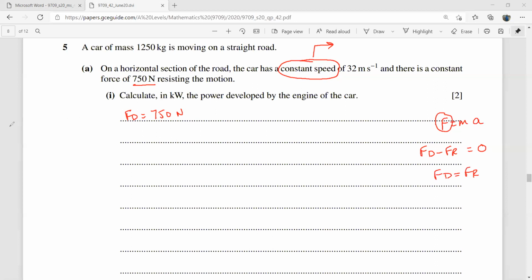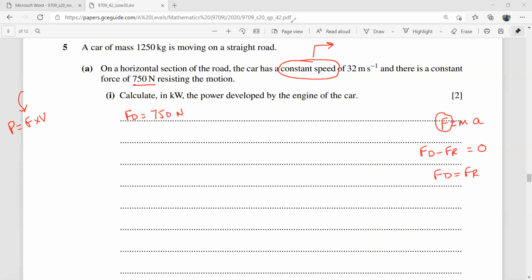Now the power formula is power equals F into V. And this F, you see this F comes so many times in your mechanics formulas. And you must know what this F represents in each formula. So in your power formula, this F is representing the driving force. In F equal to ma, F is representing the resultant of the forces. So when you have power equal to F into V, we have to find this power.